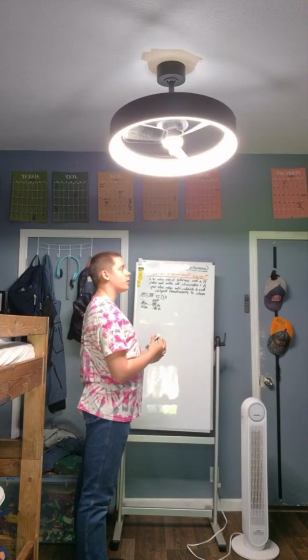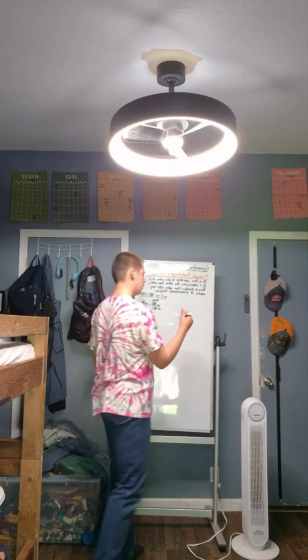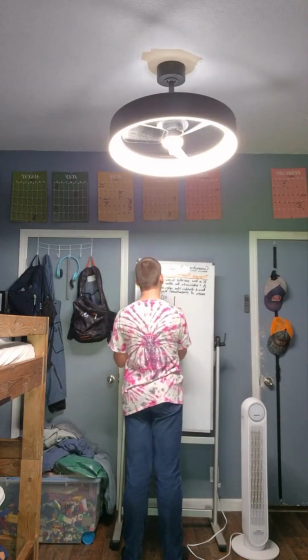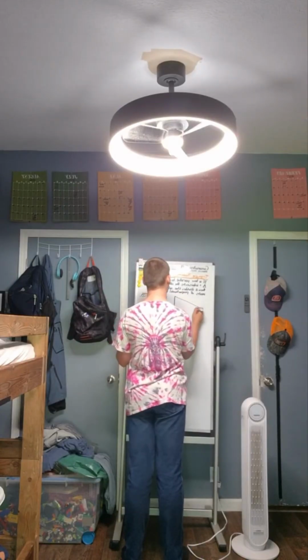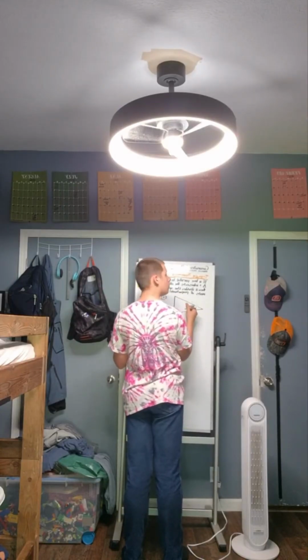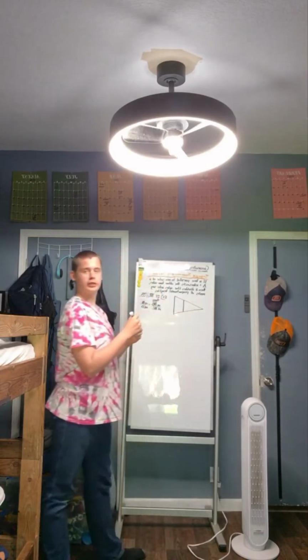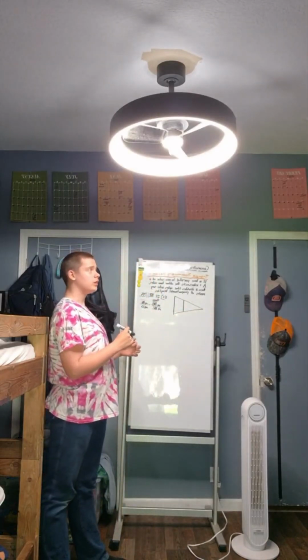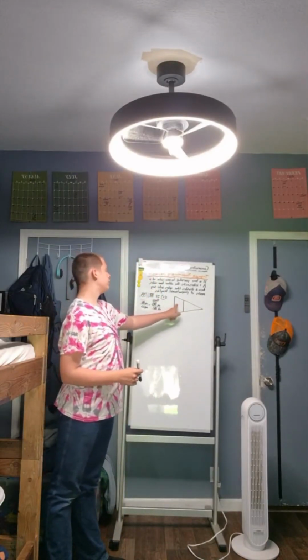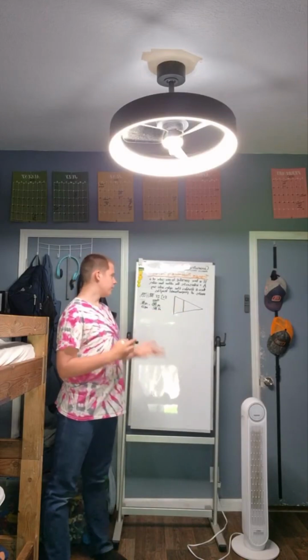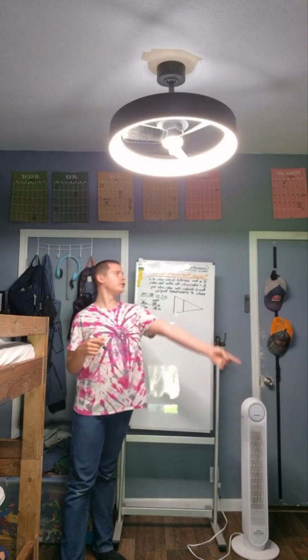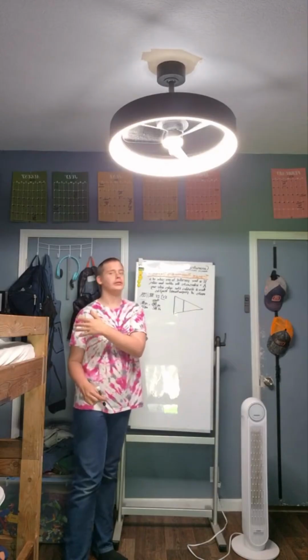Okay. So let's see. We have this triangle here. I'm gonna split the triangle. Does one of these look like a trapezoid? If so, comment down below if it's the left side or right side.